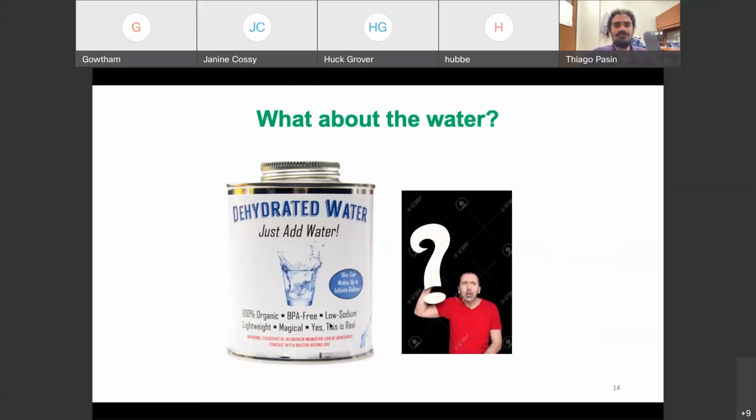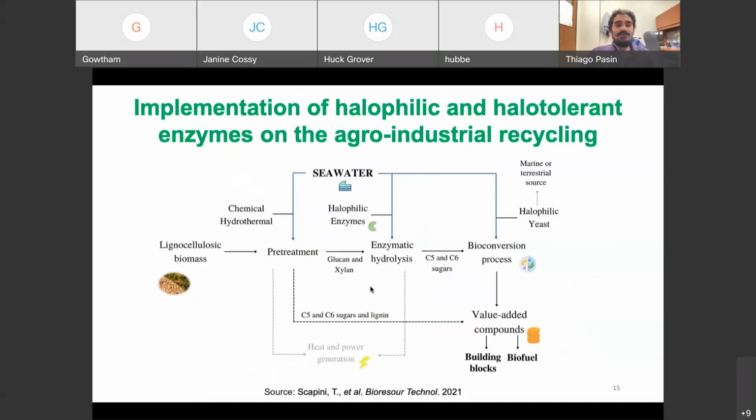Okay, I'm talking about xylanases, about agroindustrial residues, biomass. But what about the water? Where am I going to save the water? Go on, please. So here's the trick.